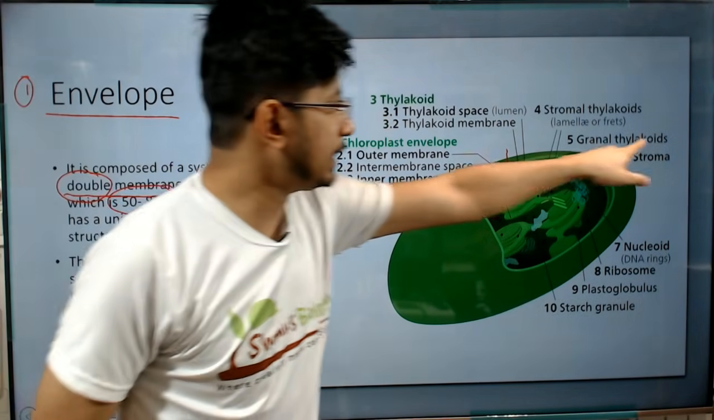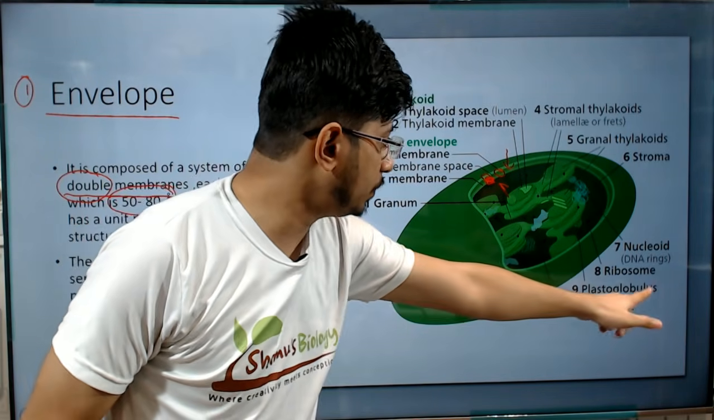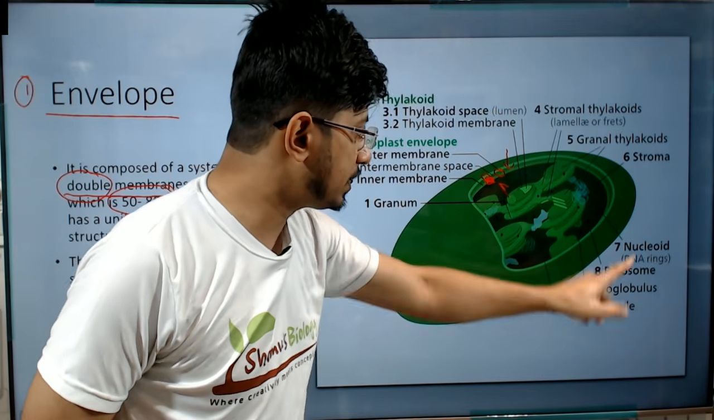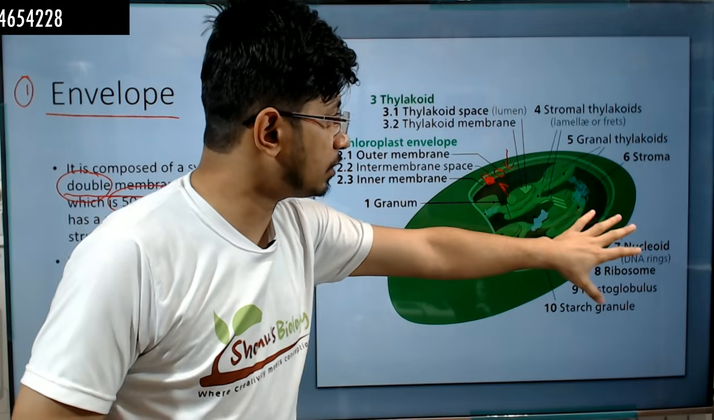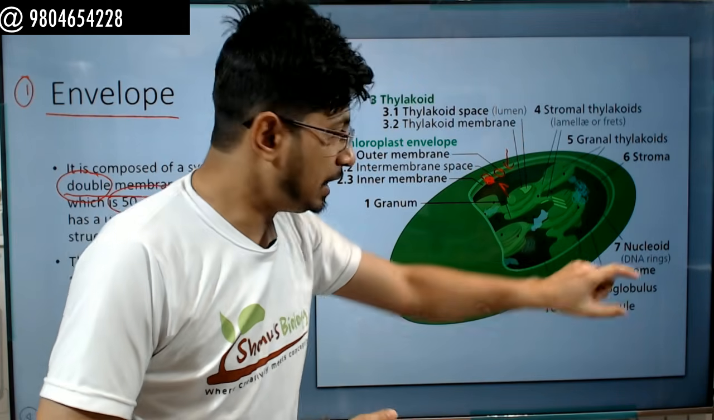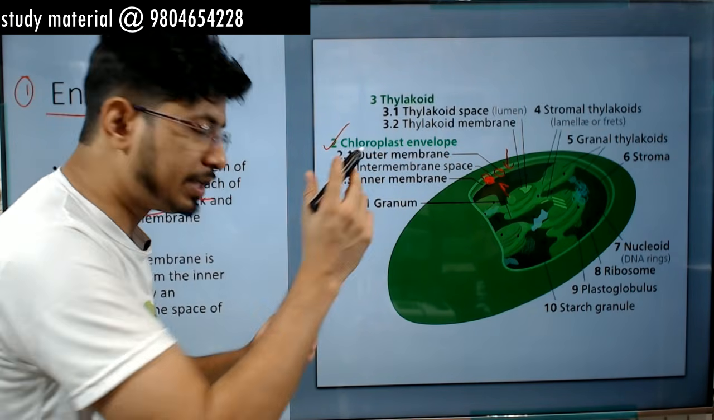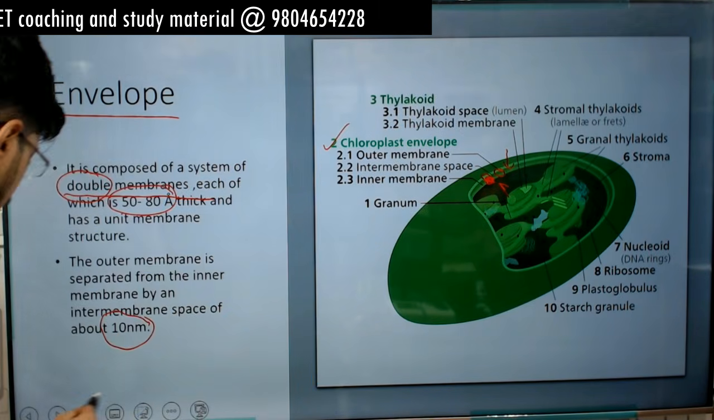Got it? The granum thylakoids are already mentioned there, and other structures, plastoglobuli, which are present there. Starch granules can be present, and nucleoids and ribosomes are also found inside the chloroplast, so that is also included in this particular picture. So this is a very good illustration. You should always keep this picture in your mind. You can write it down and try to write it on your brain to understand the structural components of chloroplast.